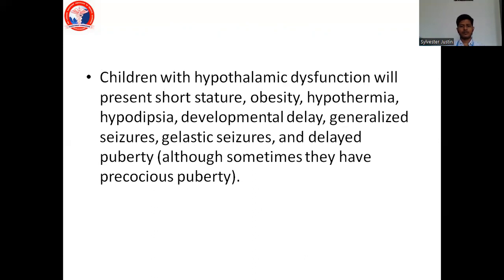Also, children with hypothalamic dysfunction will present with short stature, obesity, hypothermia, hypodipsia, developmental delay, generalized seizures, and gelastic seizures, where a child may have seizures looking like bouts of laughter, and delayed puberty, although there may sometimes be precocious puberty. So there's a condition called hypothalamic hamartoma, which causes gelastic seizures, and the syndrome is called Pallister-Hall syndrome.